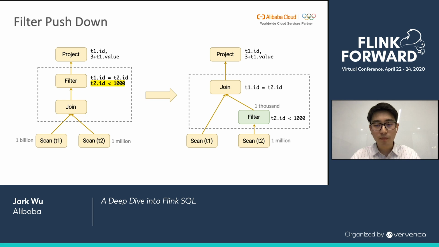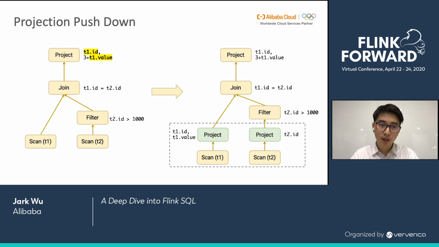For example, at the beginning, the join needs to join 1 million records from T2, but after the optimization, it only needs to join 1,000 records from T2. So this is called filter pushdown. And after this transformation, we find that only 2 columns are needed at last. From T1, we only need the columns ID and value. From T2, we only need the column ID.